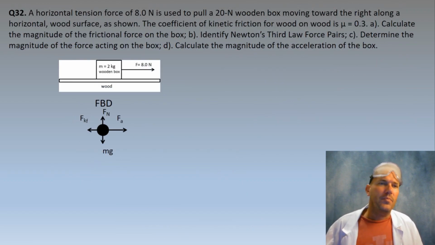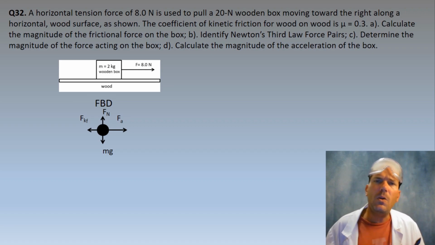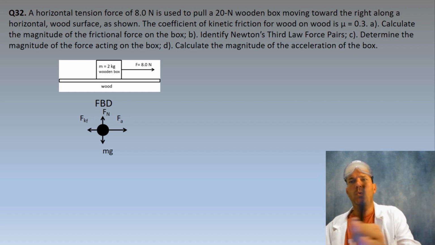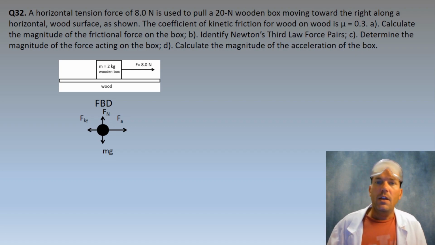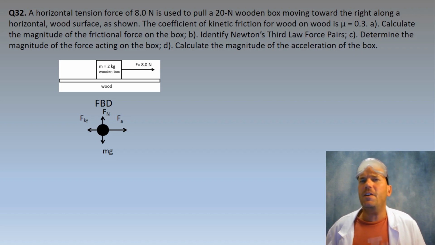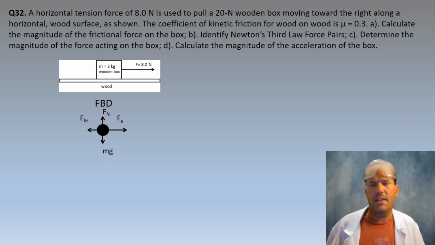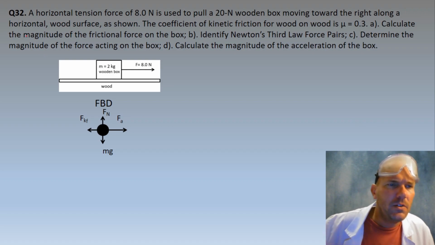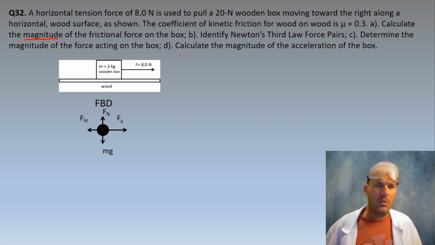Question 32. A horizontal tension force of 8 newtons is used to pull a 20 newton wooden box moving toward the right along a horizontal wood surface. The coefficient of kinetic friction for wood is given as 0.3. That's our mu value. Calculate the magnitude, and I'm going to underline that, of the frictional force of the box. Let's just start with that.